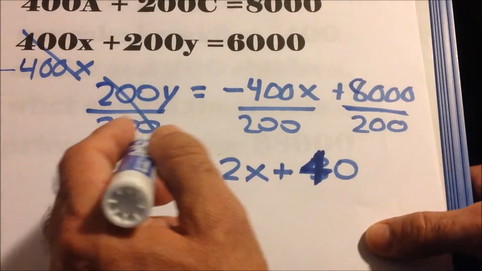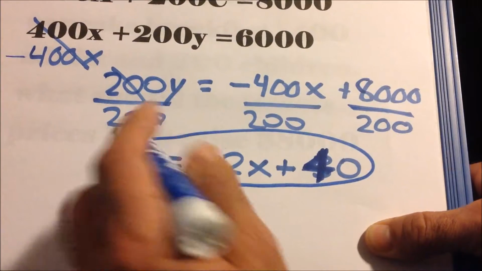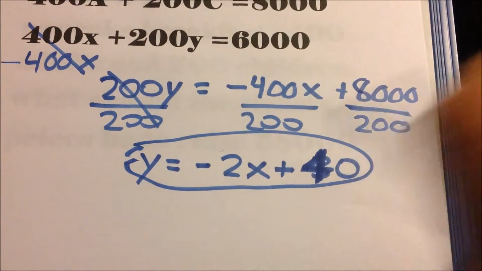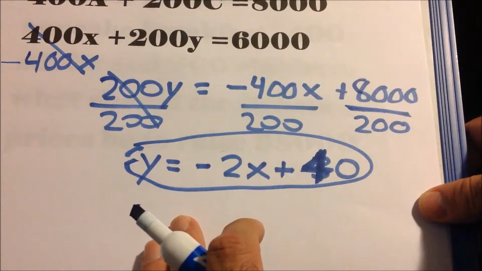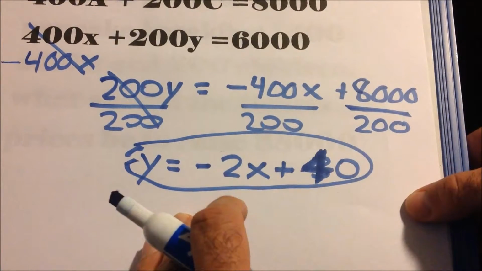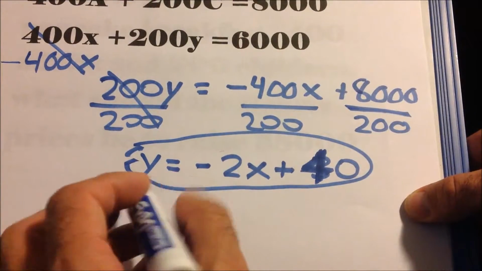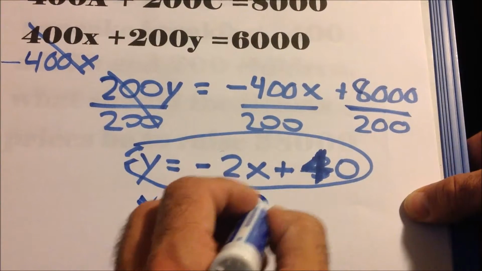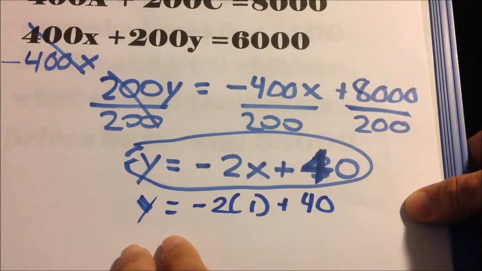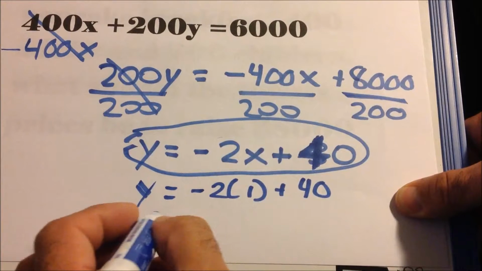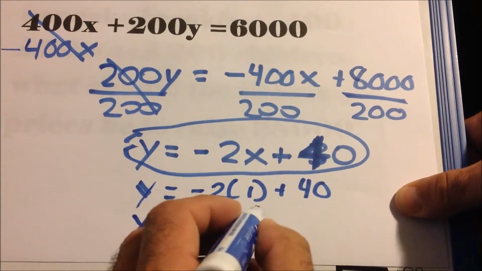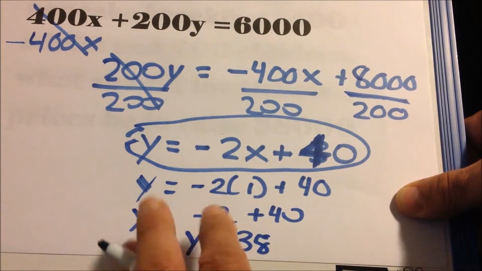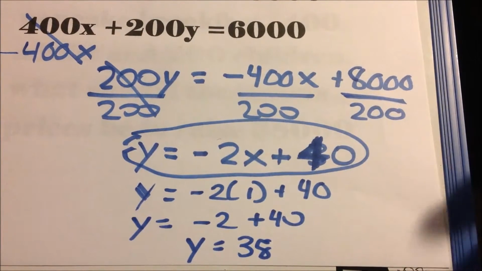So what does this mean now? I'll just circle this. This is in slope-intercept form. Okay, so here we can make x anything. So x, we said, was the adult price. If we make x $1, let's say we're going to charge each adult $1. In that case, we're going to have y equals negative 2 times 1 plus 40. So y has to equal negative 2 plus 40, and y would have to be 38. So if we charge each adult $1, we have to charge each child $38.